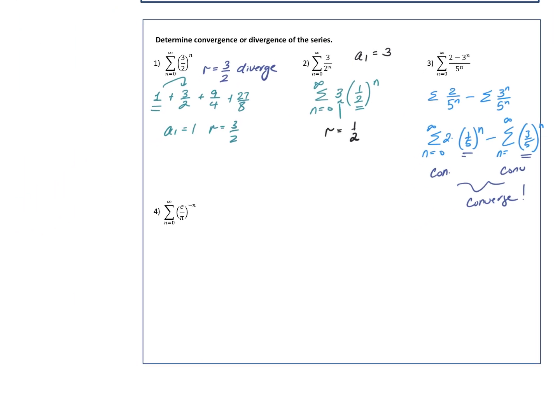And then for number 4, we can rewrite this. So I'm going to flip it. So it's pi over e to the nth power. This is my r, so r equals pi over e, which is greater than 1, so this diverges.